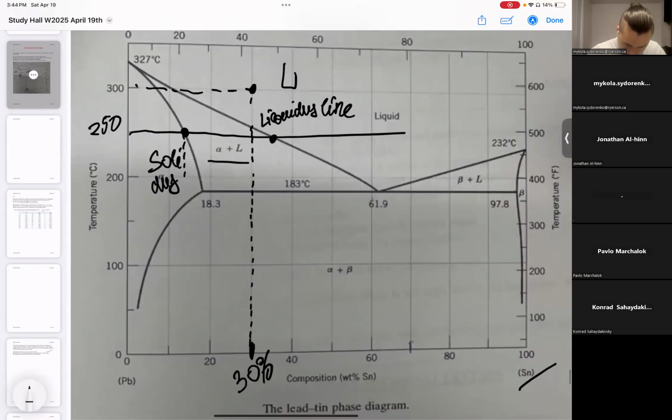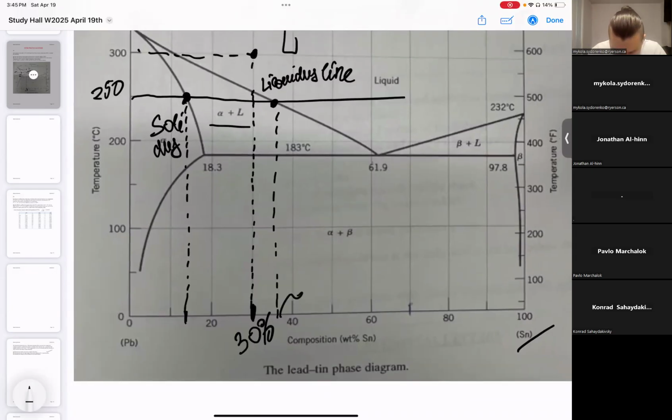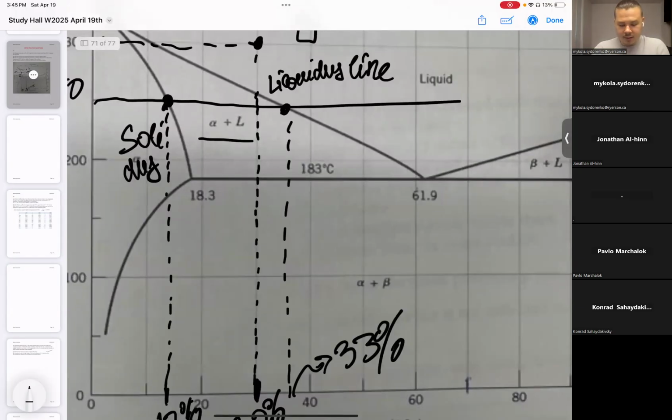Here we need to drop down because the tie line needs to intersect with the solidus and liquidus lines. So we drop down and figure out what our composition is down here, and what our composition is down here. This is going to be about 33% of tin, and this is going to be about, I'll call it, 12% or something. And this is our tie line.